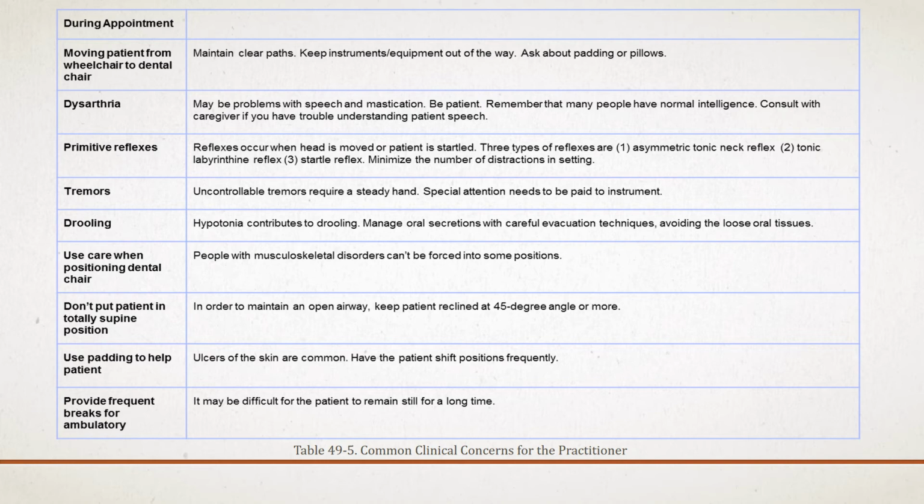Tremors. Uncontrollable tremors may require a steady hand. You may need to help hold their elbow to get them safely to the chair, but you ask before you do it. Special attention needs to be paid to your instruments. Remember, if the patient jerks suddenly, they don't have any control over that, so you're going to have to control whatever you have in your hand.